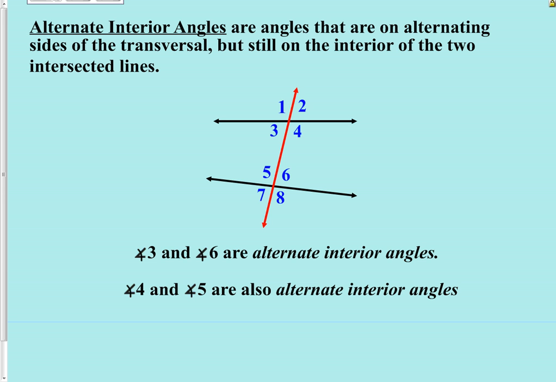And then interior refers to the space that is in between the two lines that are being intersected, in this case the black ones. So alternate interior would be opposite sides of the transversal, but in the space in between the two lines, and of course at different intersections. So angle 3 and angle 6 would be alternate interior angles, so would angle 4 and angle 5. 1 and 2 and 7 and 8 are not used in this case because they are not on the interior space between the two lines.